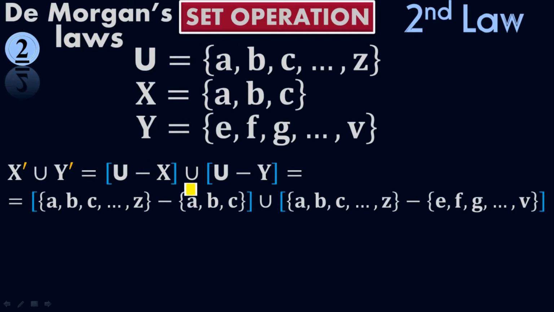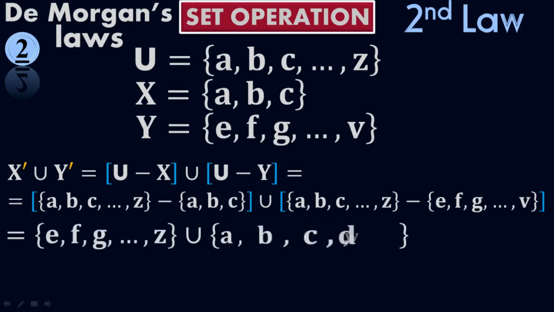They are enclosed separately inside the brackets with the union. So plug in the value of U, which is the union set, A, B, C up to Z. Plug in the value of X, which is A, B, C. Then plug in the value of U again, which is the union set, A, B, C up to Z. Plug in the value of Y, which is E, F, G up to V. Now let me find the difference sets separately for these two sets and also for these two sets. So their difference set will be E, F, G up to Z. This is the difference set of these two sets.